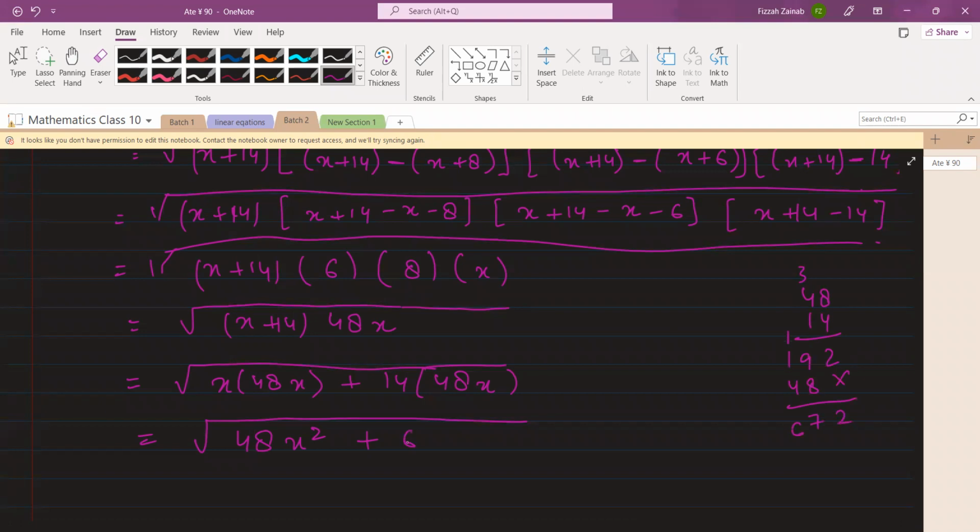Okay, so this is 672x. Yeah, okay, that's it. I think I cannot do much here, right? So this is your area of triangle ABC.